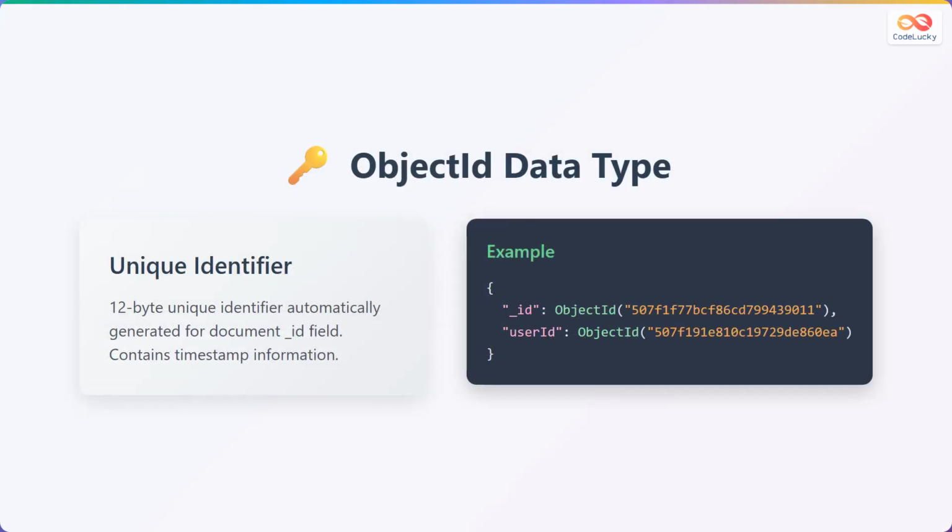The ObjectId data type is a 12-byte unique identifier automatically generated for a document's _id field. It contains timestamp information, ensuring each document has a unique identifier. In this example, the _id field is an ObjectId that uniquely identifies the document. The user ID field is also an ObjectId, referencing another document in a different collection, such as a users collection.